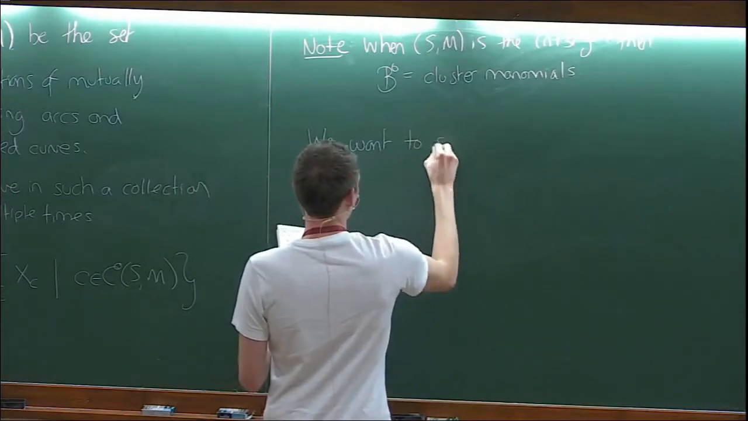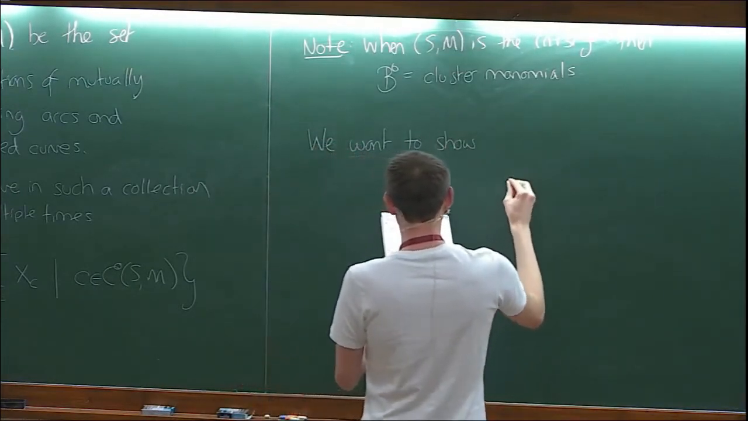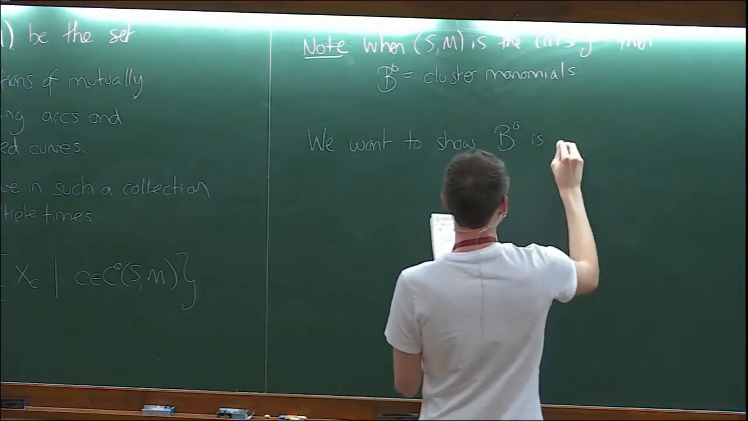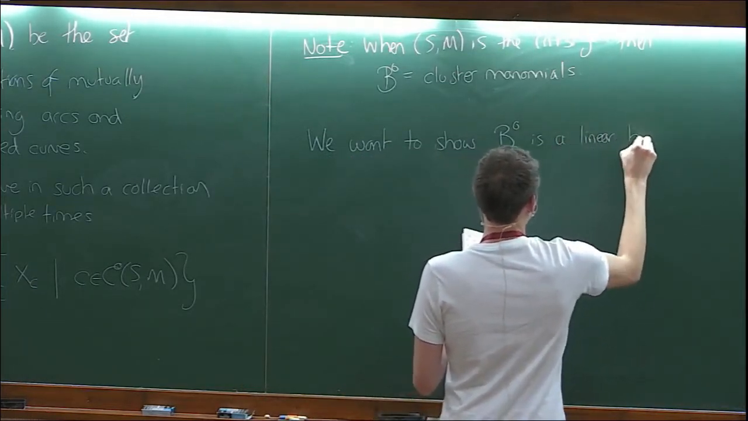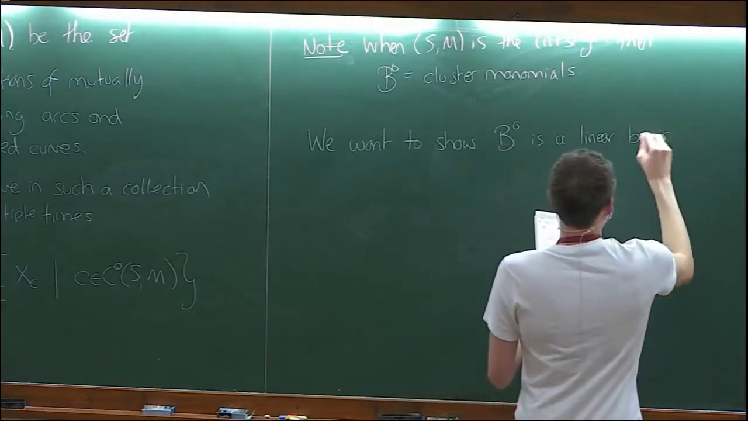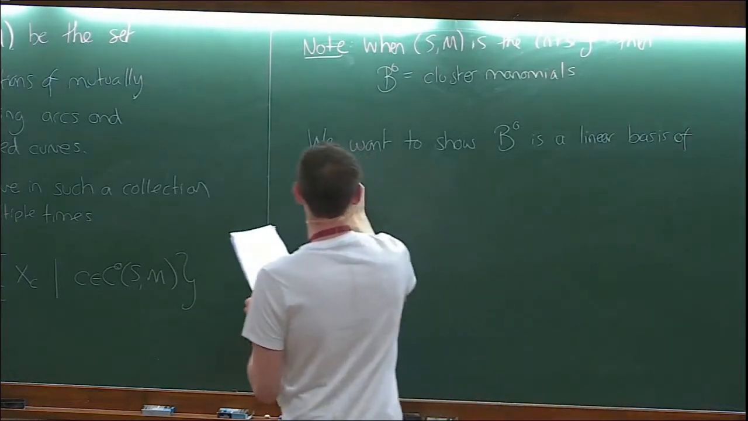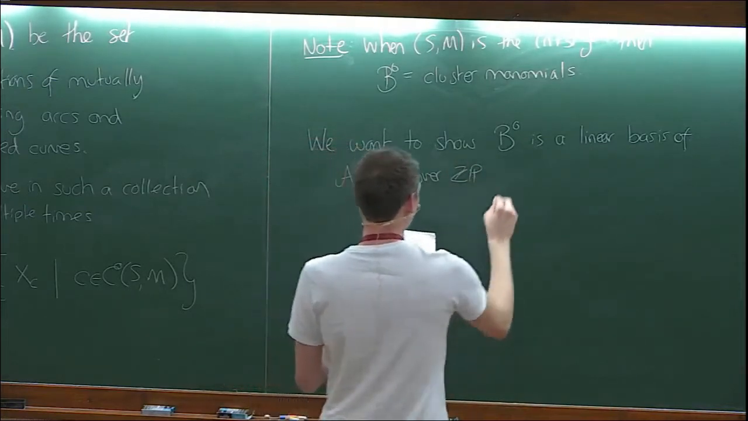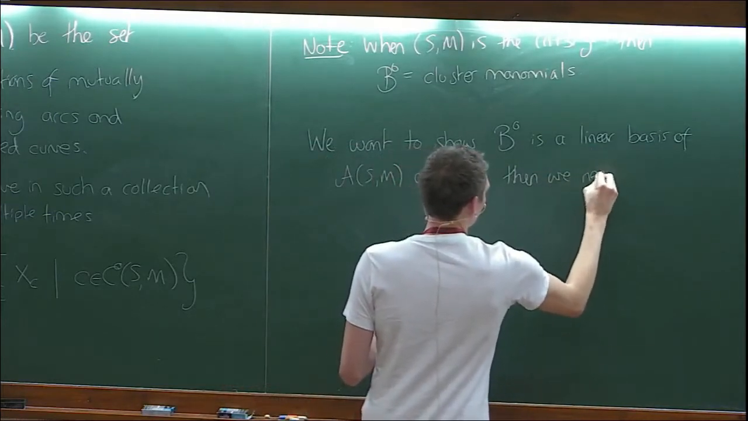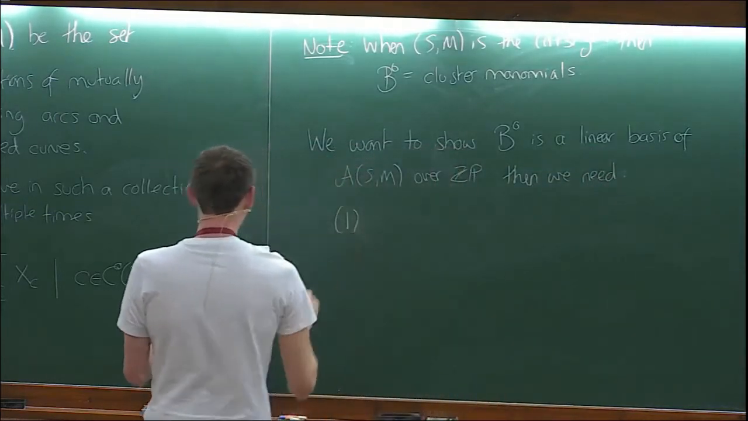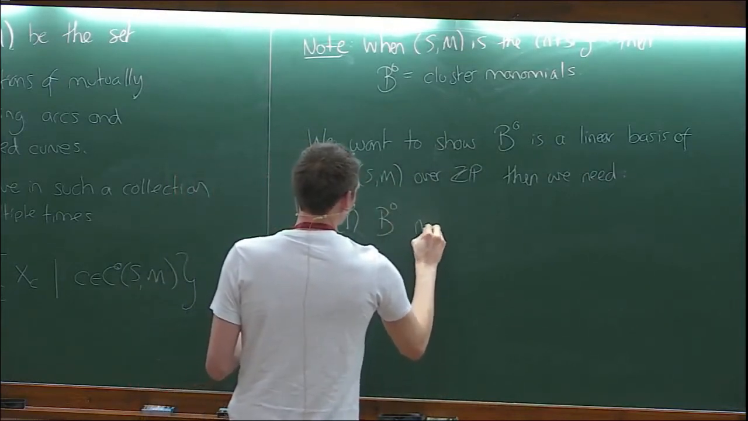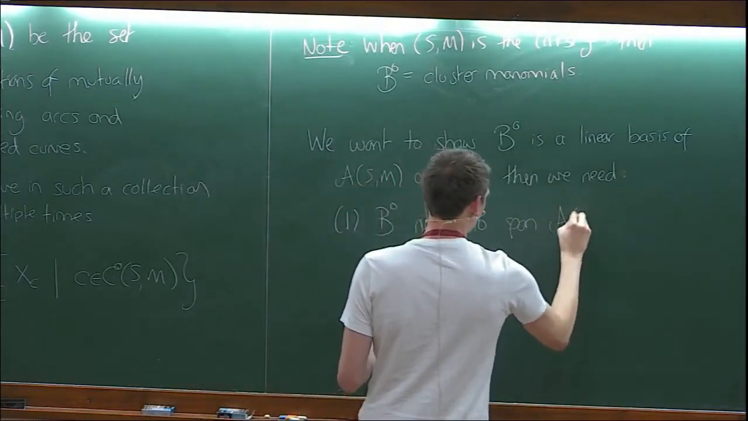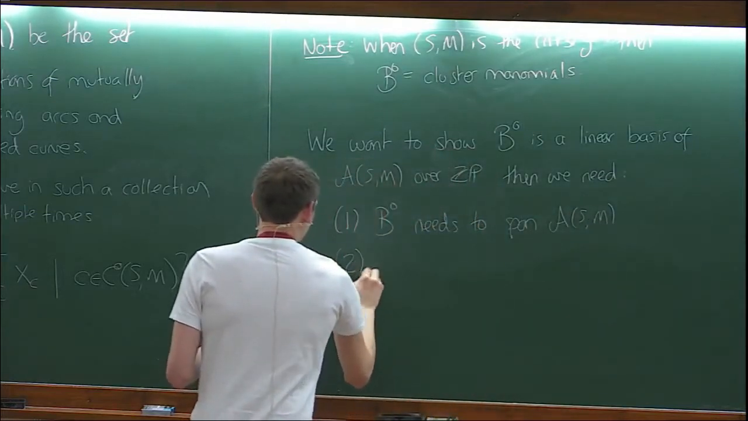Well, we want to show, of course, so okay, if we want to show that this set is a linear basis of the cluster algebra over the coefficient ring, then okay, any undergrad student will be able to tell you that B circ needs to span the cluster algebra, and needs to be linearly independent.